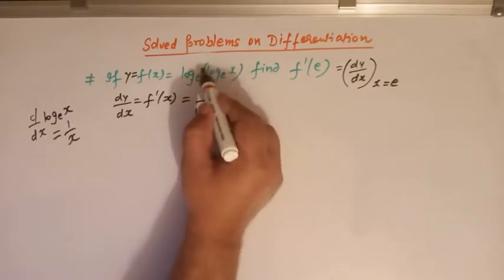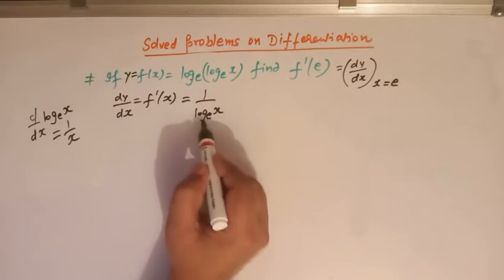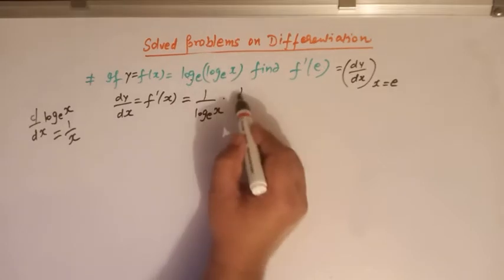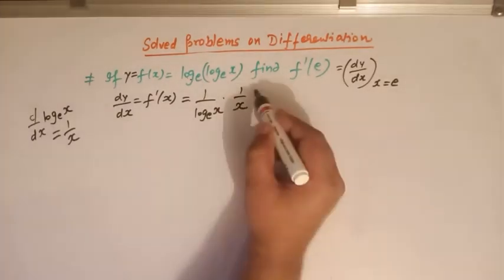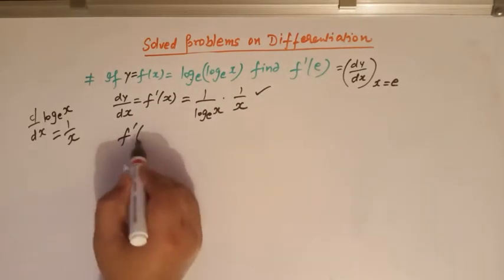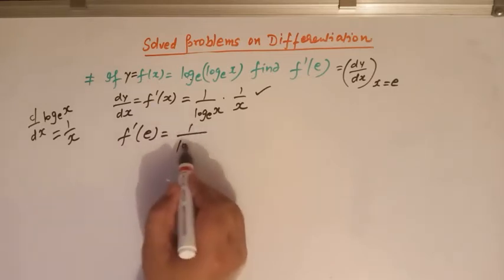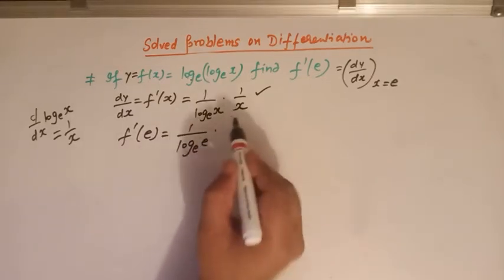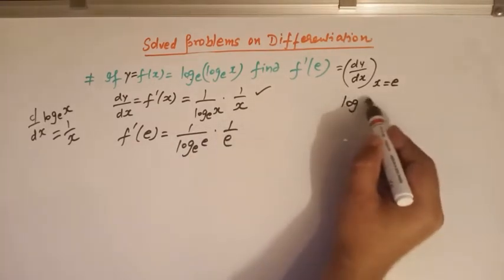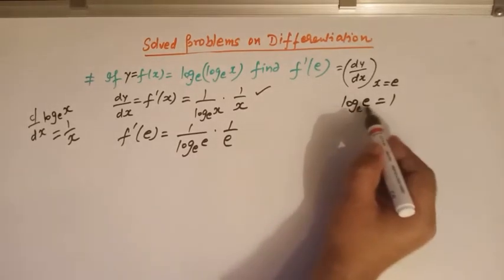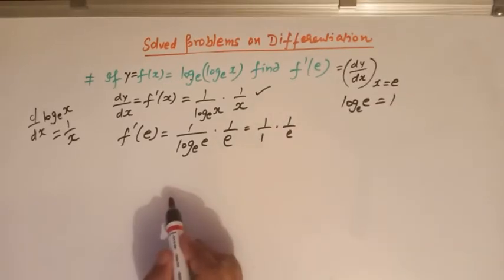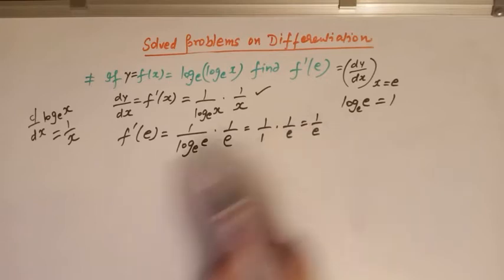and we have log of, say, this whole quantity is x. So we have 1 over log x. Then by chain rule we differentiate log x. So we have 1 over x. So this is the value of the derivative. Now we have to find f prime of e. So f prime of e is equal to 1 over log of e, and then we have 1 over e. Now we know that log of e is equal to 1. Here the base is e. So we have 1 over 1 multiplied by 1 over e, that is equal to 1 over e.